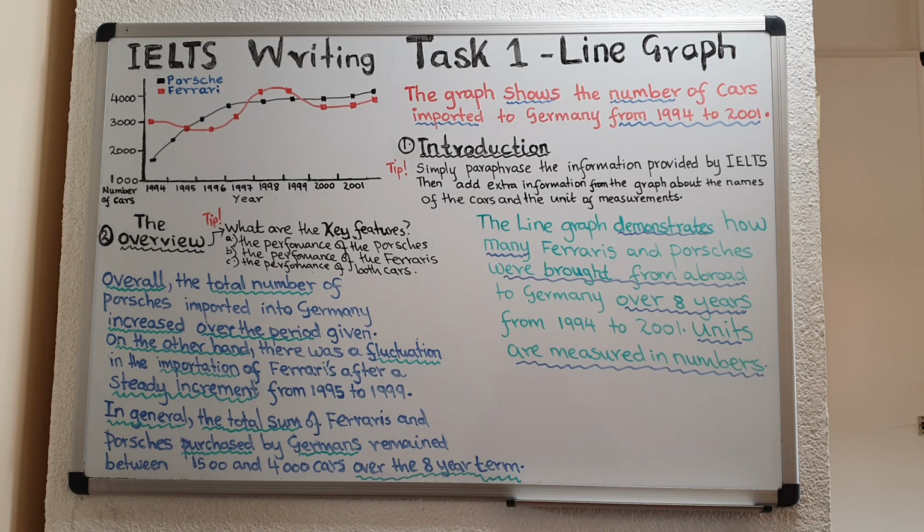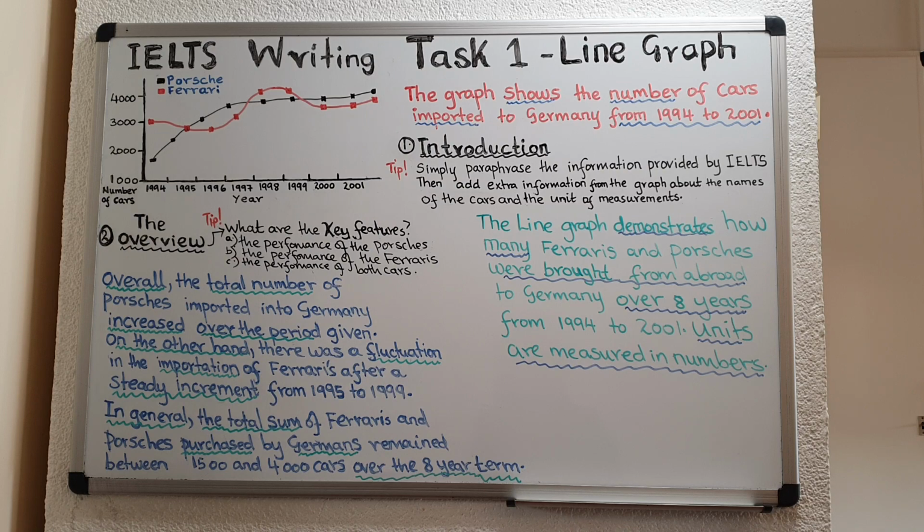Then the next word is to Germany. Now that does not change. And then the last words are from 1994 to 2001. I have replaced part of that with over 8 years. That is from 1994 to 2001, that is over 8 years. And then I have replaced the years from 1994 to 2001. So what I have done there is I have rewritten the information that was provided to me by IELTS in my own words.